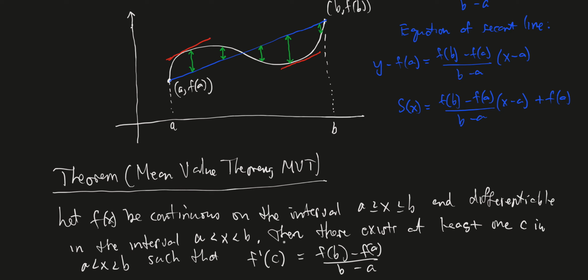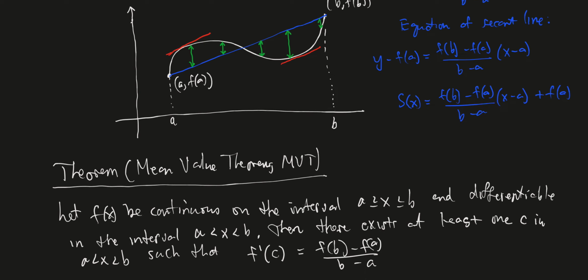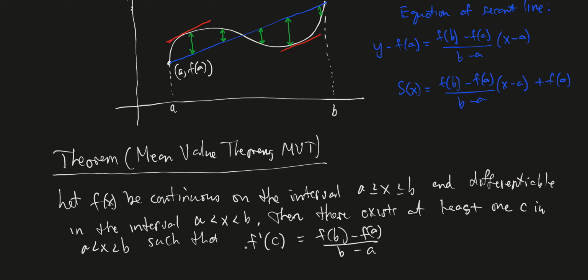There are lots of geometric ways to interpret this. The expression on the left is the instantaneous rate of change of my function at a specific point. This is the average rate of change over an interval. The mean value theorem says that under these two conditions, there has to be at least one point at which the instantaneous rate of change equals the average rate of change over the entire interval. The other way of saying it is that there's at least one point where the slope of the tangent line is equal to the slope of the secant line.